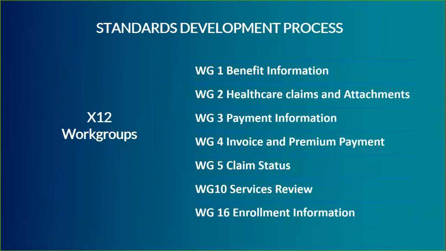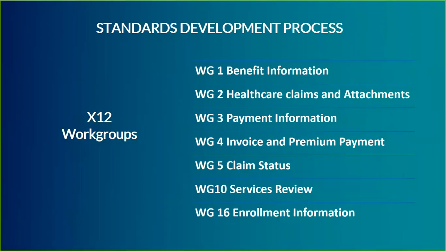And then work group 5 is claim status. Interesting about that is it originally was by itself, then they took it into claims, then they split it back out. So as of last meeting, it became its own work group again. So if you have interest in the claim status or the claim acknowledgement, that's a good work group to get involved with. And then you have services review. That's actually the prior authorization and referral. And then enrollment information is enrollment into a health plan.